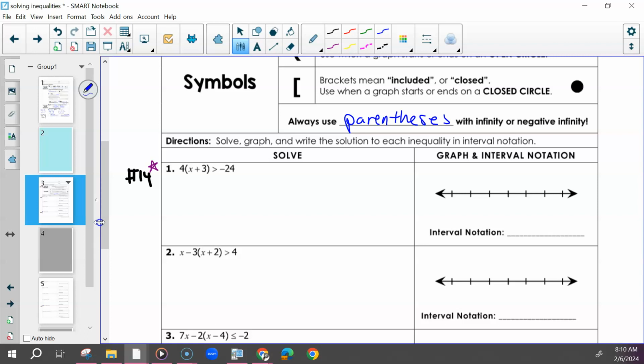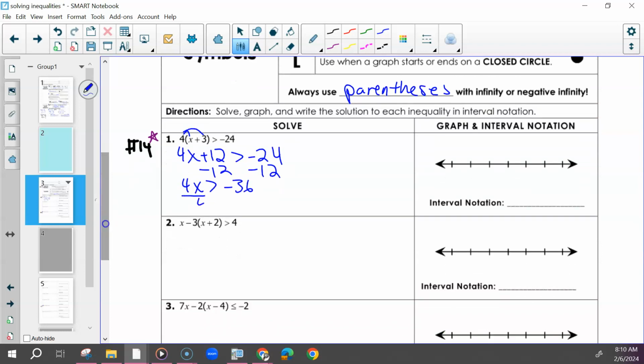Which would we rather, distribute or divide? If you want to divide, go for it. You would be dividing this and this. But if you distribute, we have 4x plus 12 is greater than negative 24. And how would we solve that? Subtract 12. Divide both sides by 4. Is the sign going to change? No.